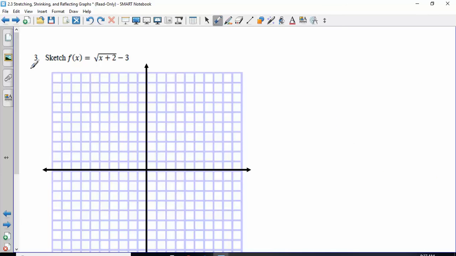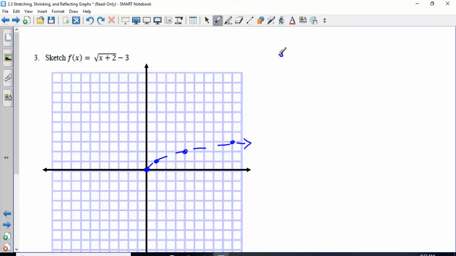All right, this one I think everybody did pretty well with. Parent function is the square root. So square root of 0 is 0. Square root of 1 is 1. Square root of 4 is 2. If you went one more, square root of 9 would be 3.